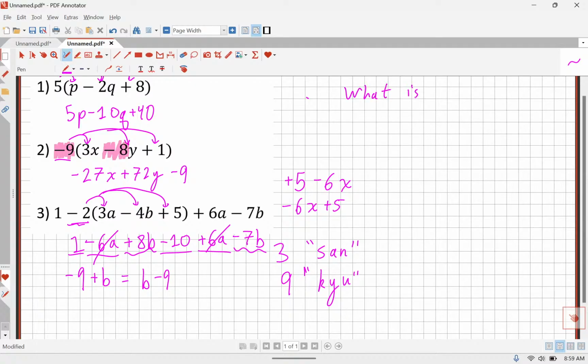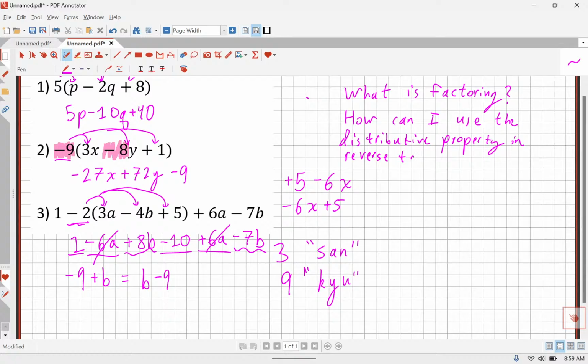Go ahead and write that down. What is factoring? That's our first one. What is factoring? And then our second essential question is going to come from Luke. How can I use the distributive property in reverse to write an expression in factored form?